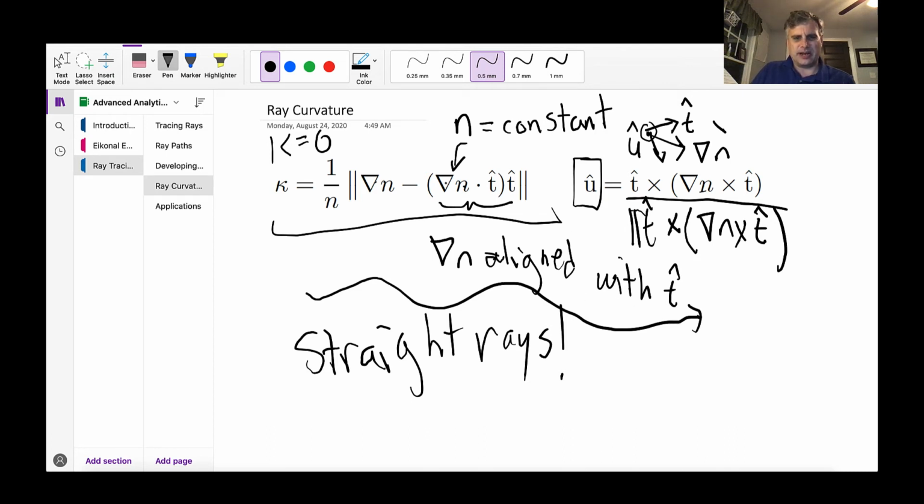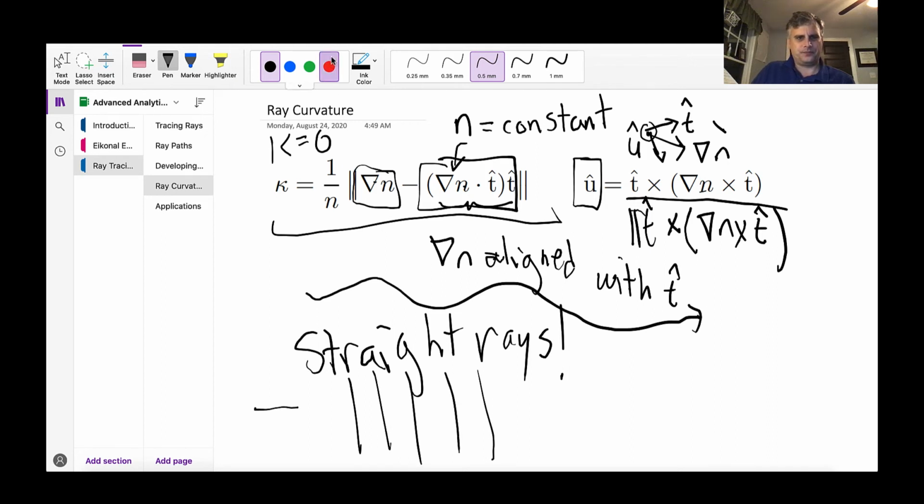If that's the case, then look what happens. This term, delta n, is basically equal to the magnitude of this. And so delta n minus the part that projects onto the t-hat direction will be 0. So I don't get any curvature. So in order to maximize curvature of rays, I have iconals and iso index of refraction lines that are perpendicular to one another. This will cause maximum bending.